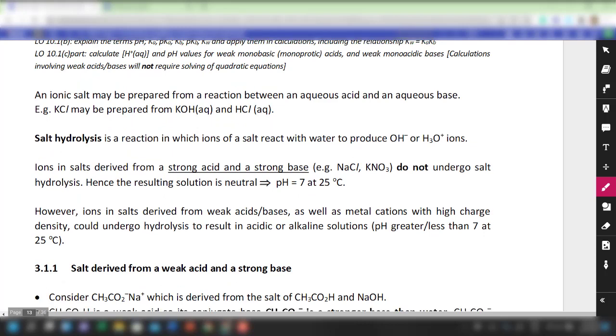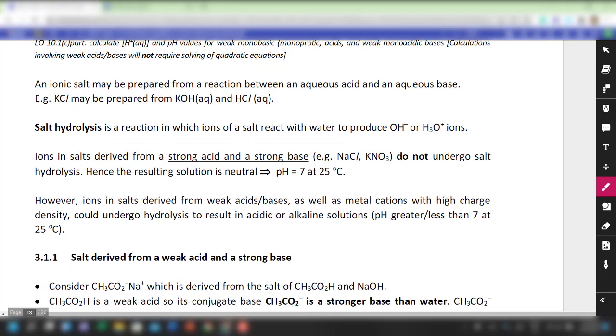So what exactly is a salt? Similar to what you learned in secondary school, if there's a reaction between an acid and a base, you will produce a salt. In this case, potassium hydroxide and hydrochloric acid react to give you potassium chloride. The reaction between potassium hydroxide and hydrochloric acid essentially is an acid-base neutralization between OH minus and H plus. Therefore K plus and Cl minus are just what we call spectator ions swimming around in the solution. They do not take part in the reaction.